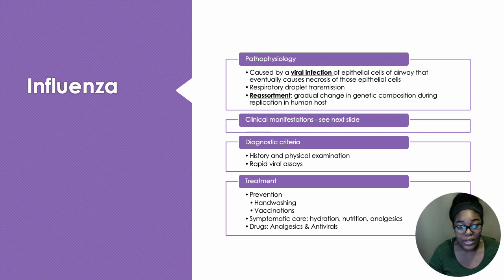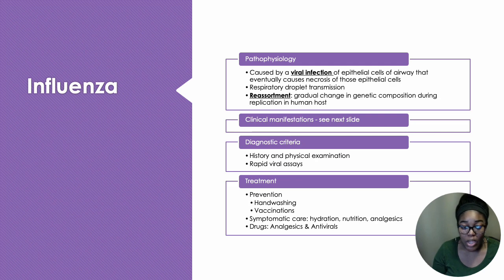As far as being diagnosed, you have viral rapid assays, and this is where you have your nasal swabs, and it will tell you almost instantly, within 30 minutes to an hour, what type of influenza you have. And of course, you have influenza A and influenza B. These rapid viral assays not only tell you if you're infected with influenza, but they tell you which type. And of course, you have to have a history and physical examination by your healthcare provider to be diagnosed with influenza.